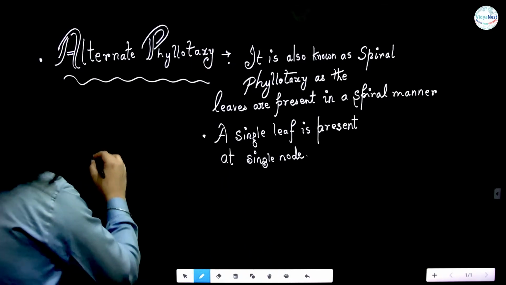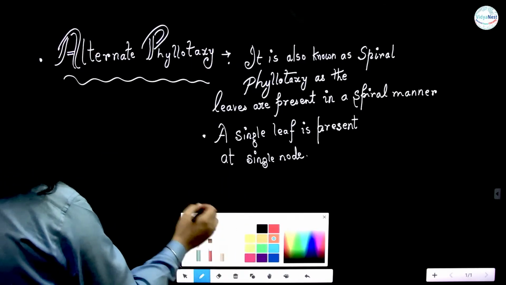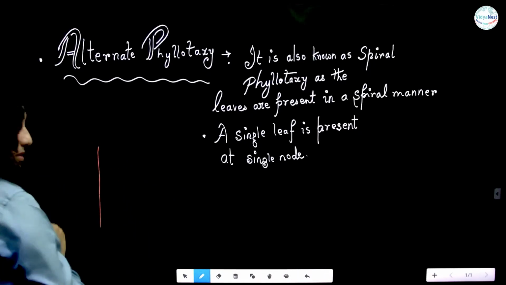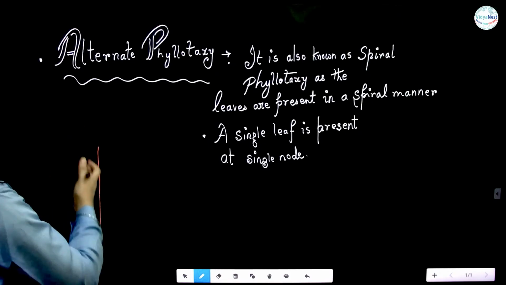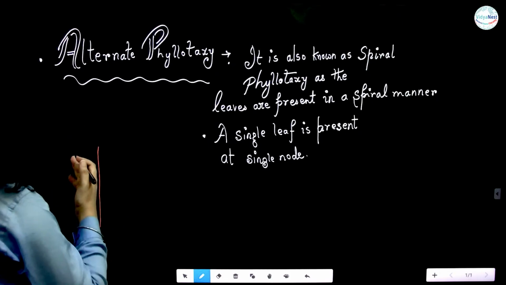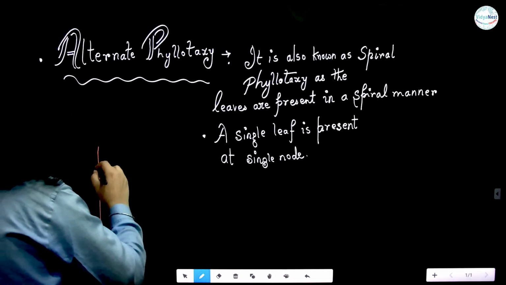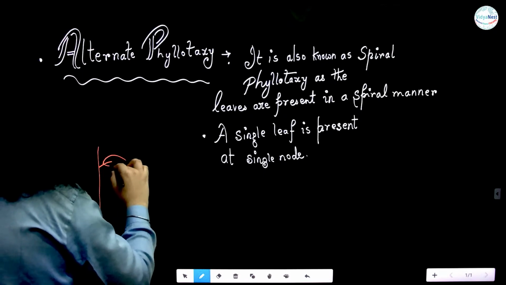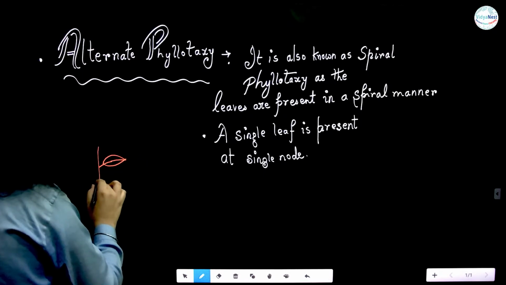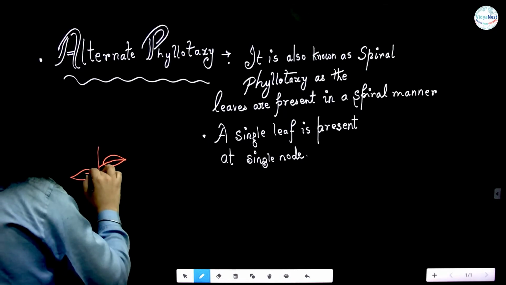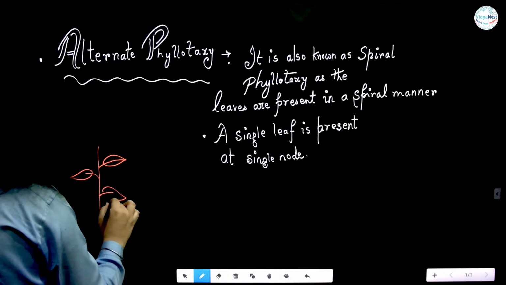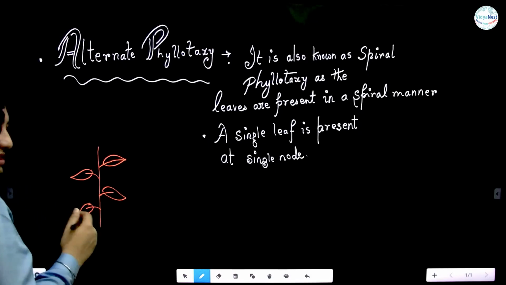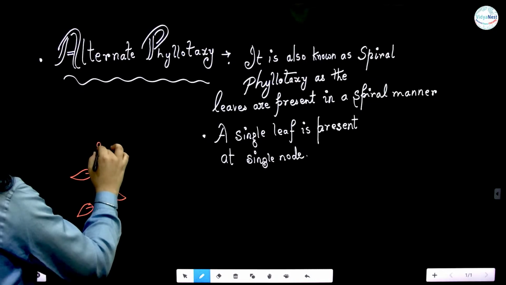So if we take a diagram, we can take it over here like this. Suppose it is an axis of a stem or its branches. Suppose it is the main axis of the stem, and on it the leaves are arranged in this manner. The single leaf. This is another one. The third one you can see, and this is the fourth one. Say for example, we are taking 4 leaves, and here there is an apical bud.